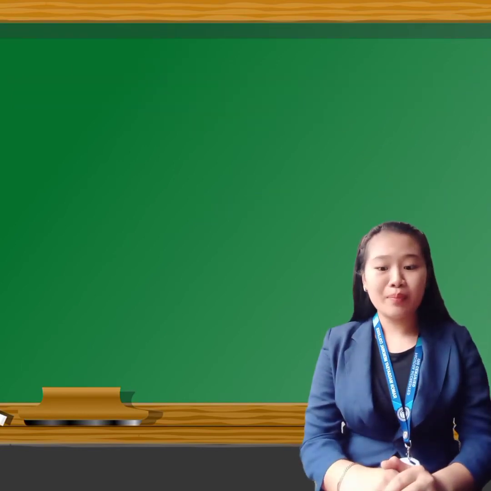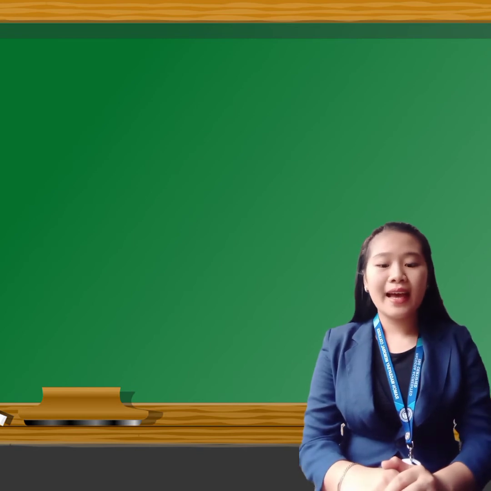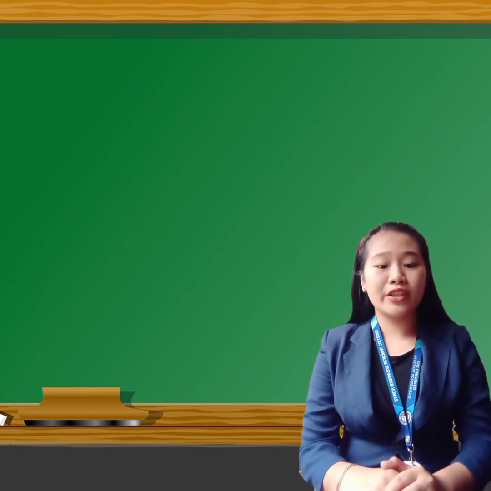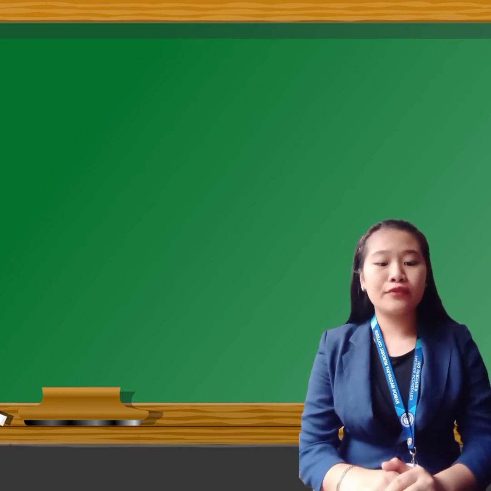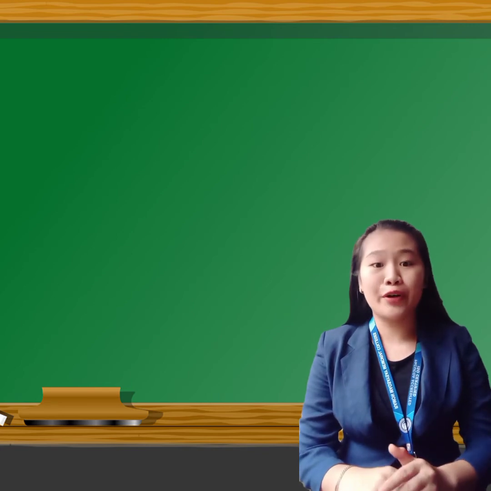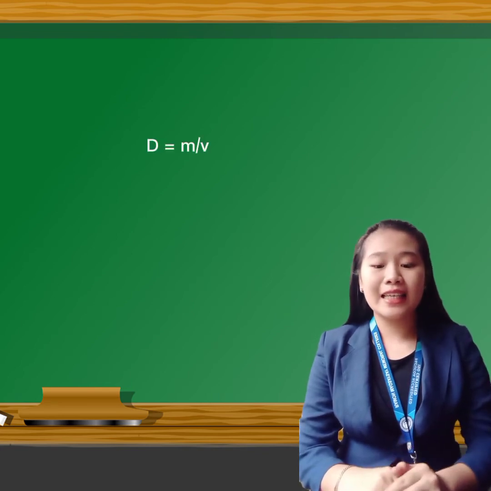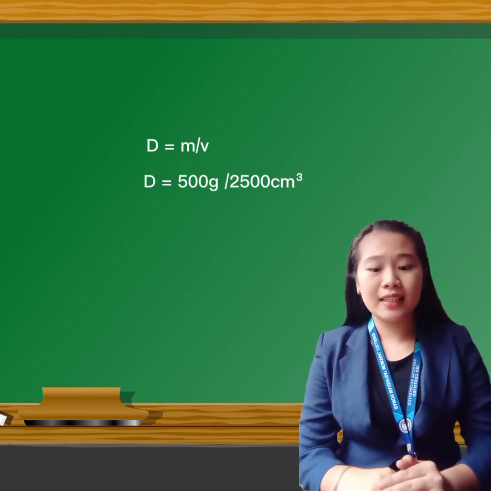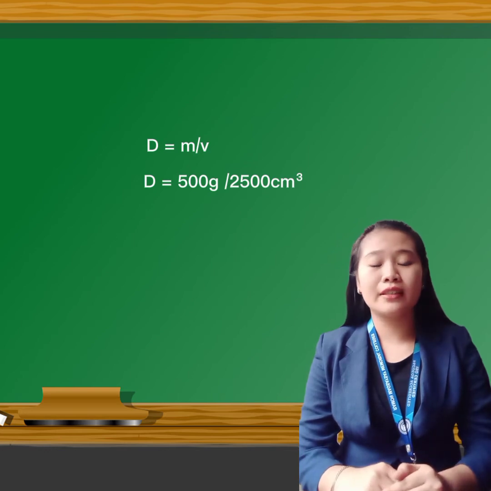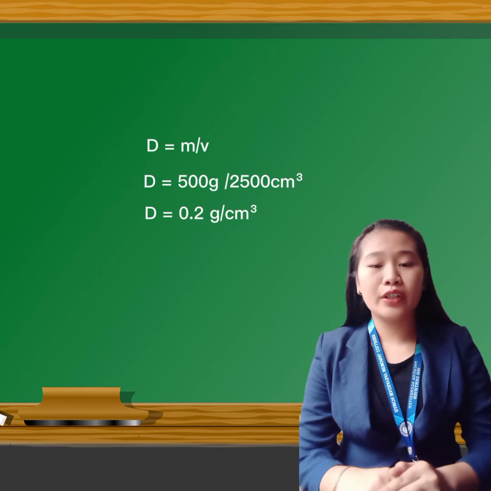So here are the examples. Number 1. A cake has a mass of 500 grams and a volume of 2,500 cubic centimeters. What is the density of the cake? So here is the formula. Density equals mass divided by volume. So density equals 500 grams divided by 2,500 cubic centimeters, which equals 0.2 grams per cubic centimeter.